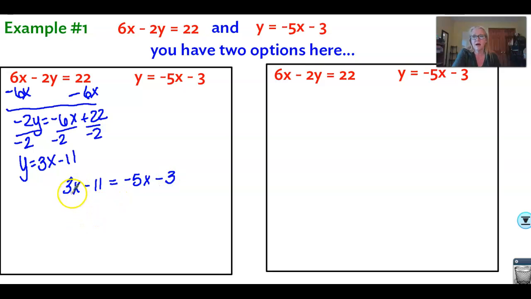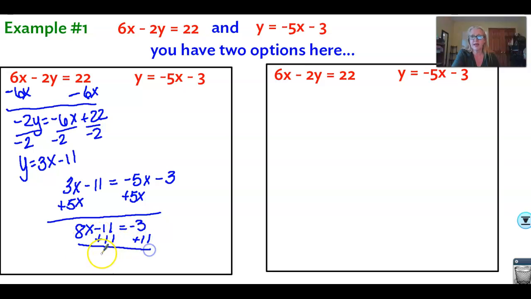Okay? You want to get rid of one of these variable terms. Let's add 5x to both sides. That gives us 8x minus 11 equals negative 3. And if you add 11 to both sides, we arrive at 8x equals 8. And so we pretty much know that x is 1.